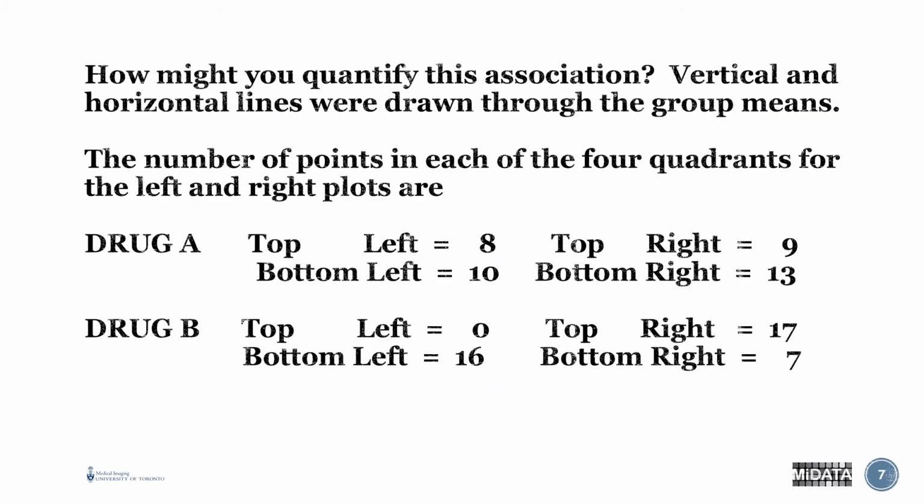So inevitably, you're thinking, there must be something to these numbers. So how might you quantify this association, right? And the number of points for each of the four quadrants are listed here for you. And you can definitely see that in drug A, the numbers for each quadrant are quite close. Whereas in drug B, as we already described, the top right and bottom left are definitely much higher in terms of number of points than the top left and bottom right. And so this must mean something.